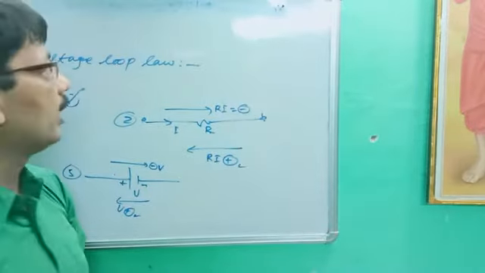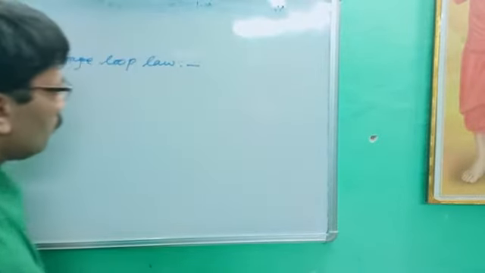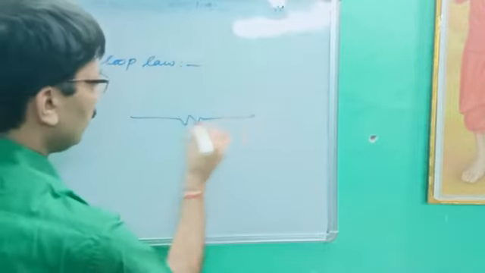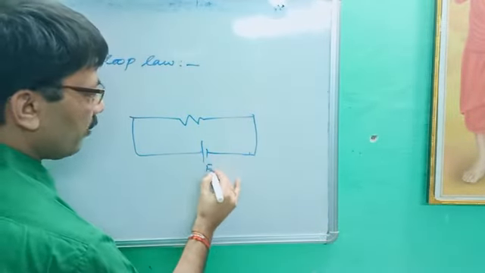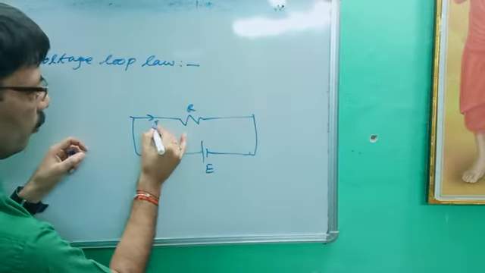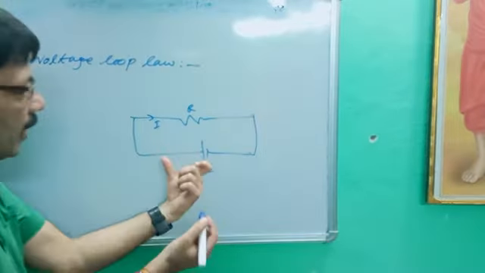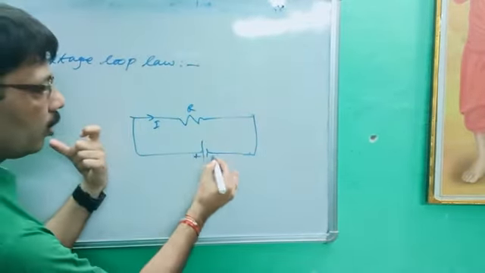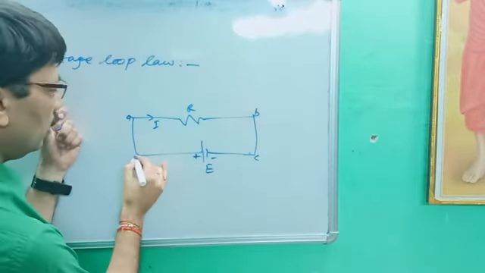Okay. We'll take one example so it's clear for you. Let's suppose you are given a circuit like this. Very easy way. This is EMF E, resistance R. You better know the direction of current is decided by the battery. Current is drawn from positive to negative. Let's suppose the loop is A, B, C, D, A.